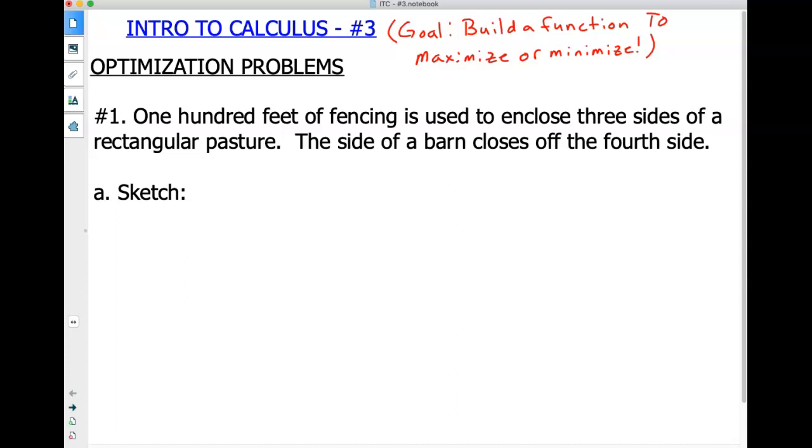what we need to do is build a function. Our goal is to build a function that we can actually type into our calculator and maximize or minimize.